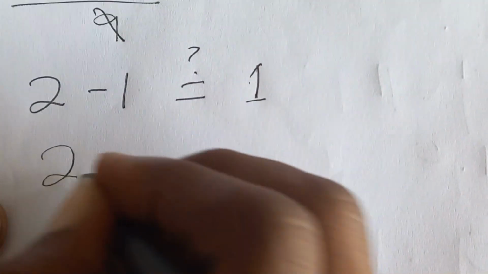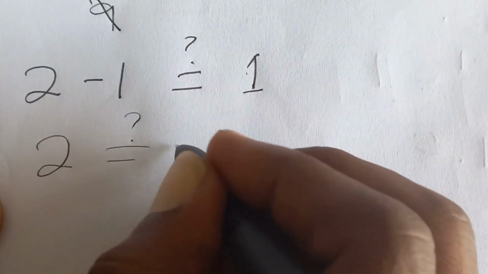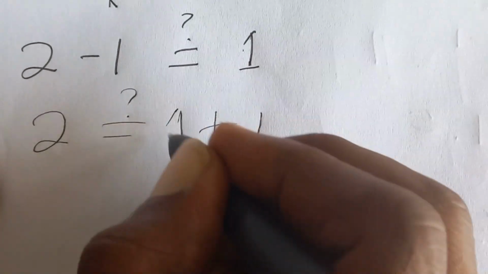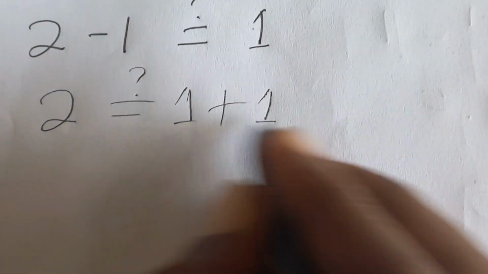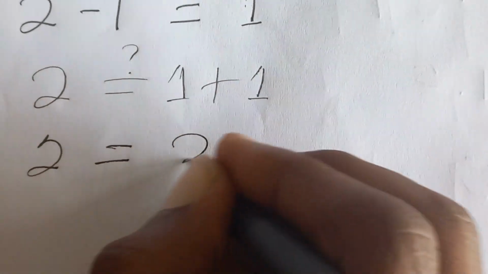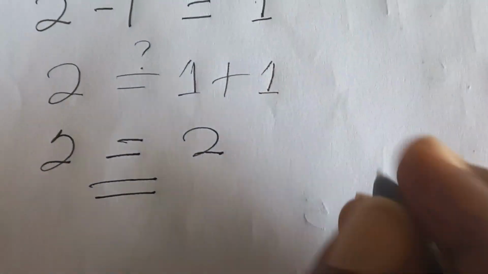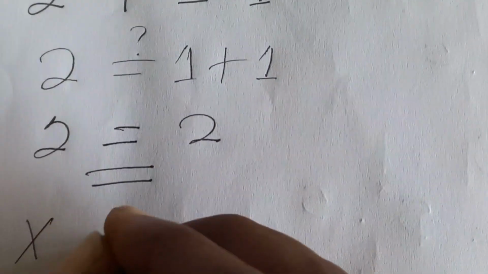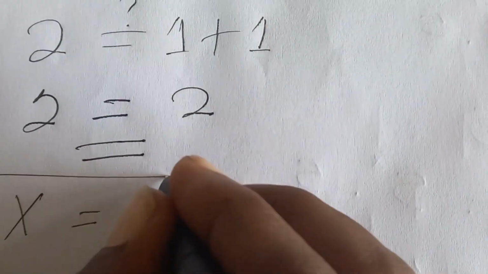Now 2 minus 1 should be equal to 1, which means 2 should be equal to 1 plus 1, and 1 plus 1 is 2. So we say that 2 is equal to 2. So indeed, our x is equal to 1.